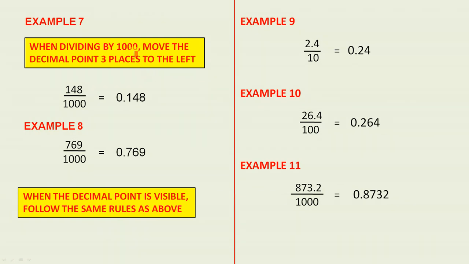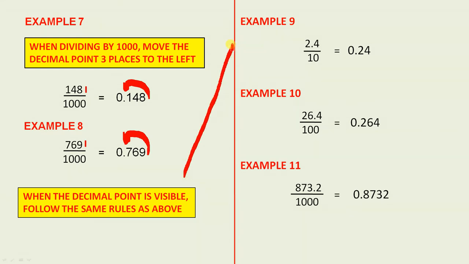Example 7, let's see what happens when you divide by 1,000. 148 divided by 1,000, there's the invisible decimal point. Because we're dividing by 1,000, we move it 3 places to the left to here. So the answer is 0.148. Example 8, 769 divided by 1,000. There's the invisible decimal point. You move it from there 3 places to the left, and that's why the answer is 0.769.